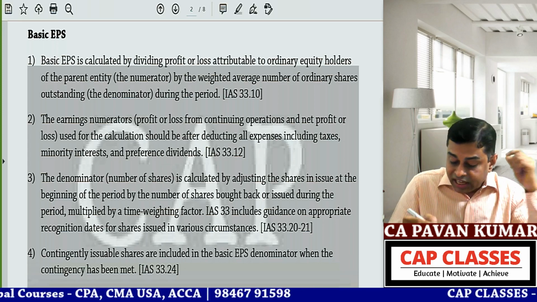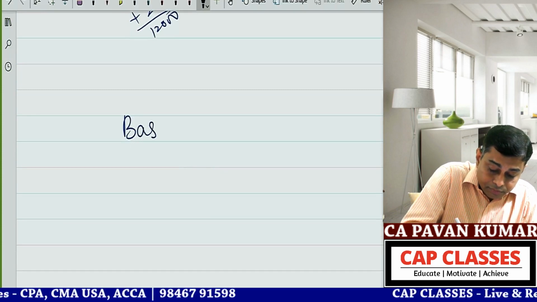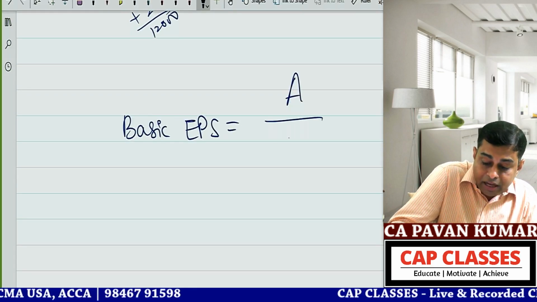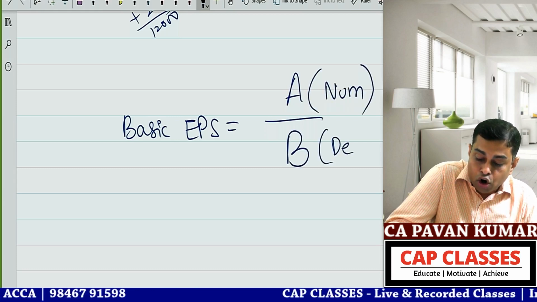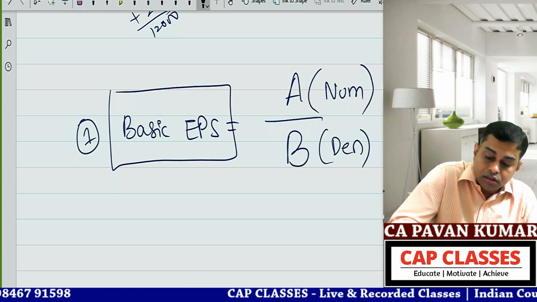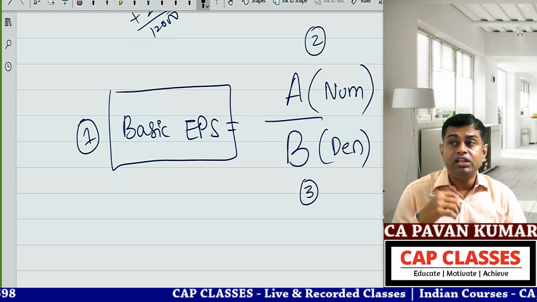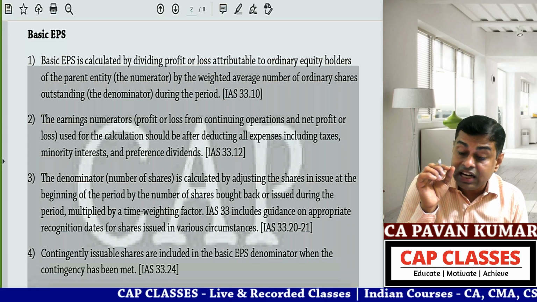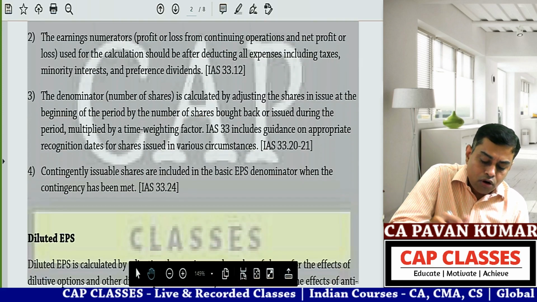Okay. So basically, basic EPS is equal to A by B. What is this A? Numerator. What is this B? Denominator. So this is explained in point number 1, point number 2, point number 3. So there are 3 points. No sir, there are 4 points. Our fourth point is contingently issuable shares. Okay, there are only 4 points.